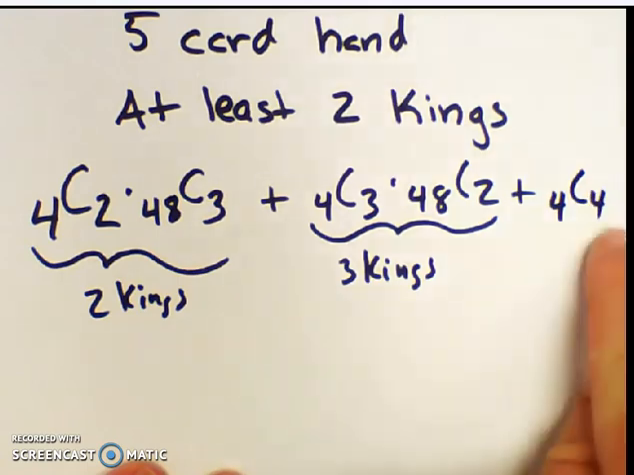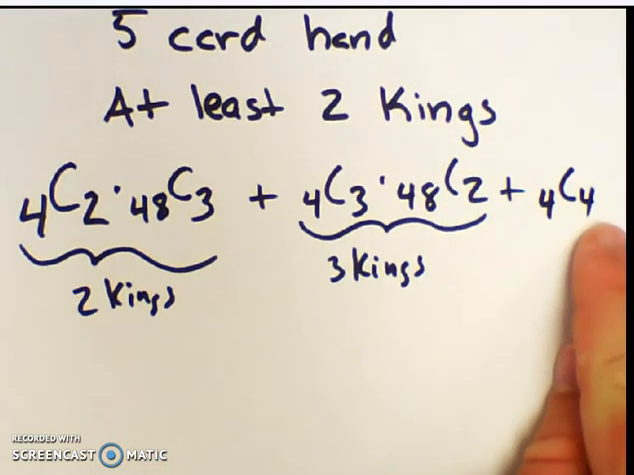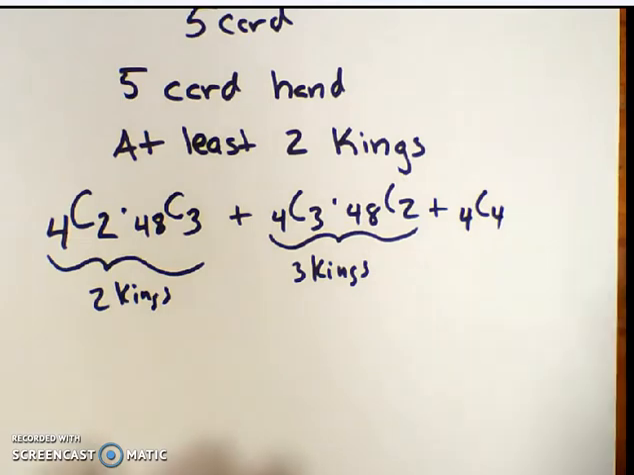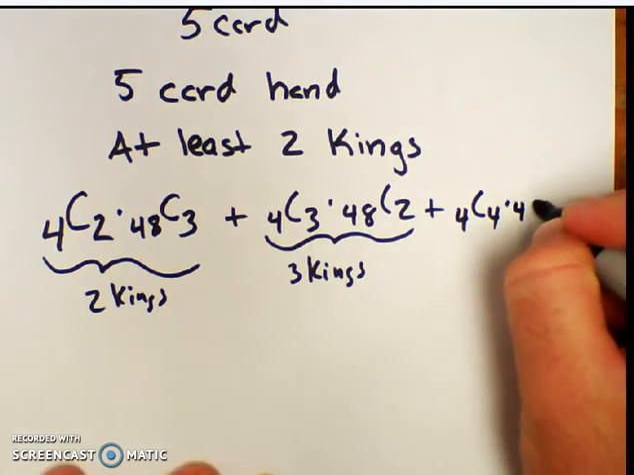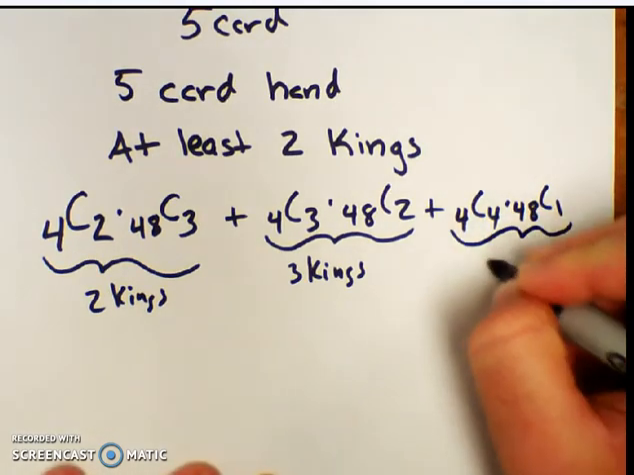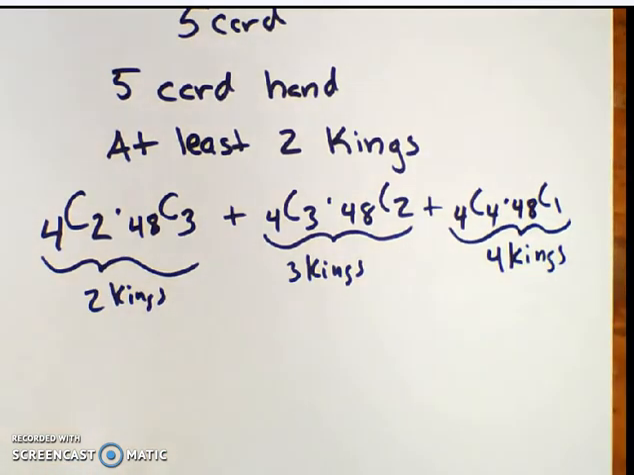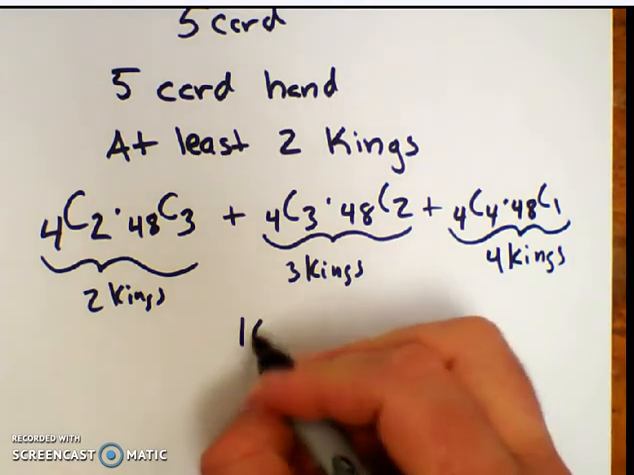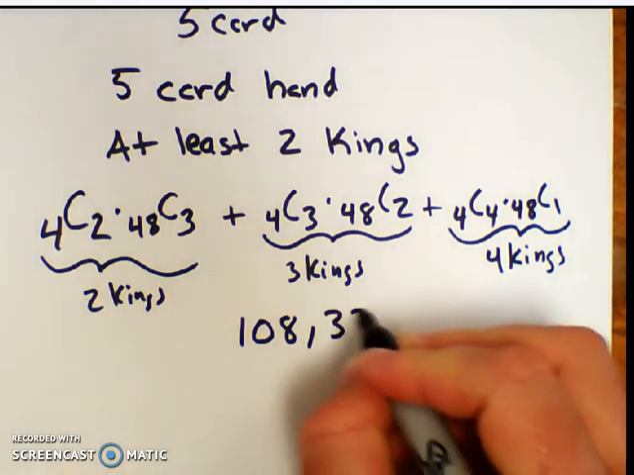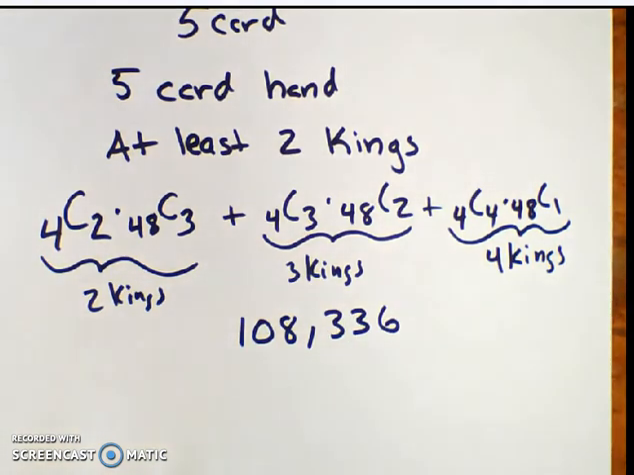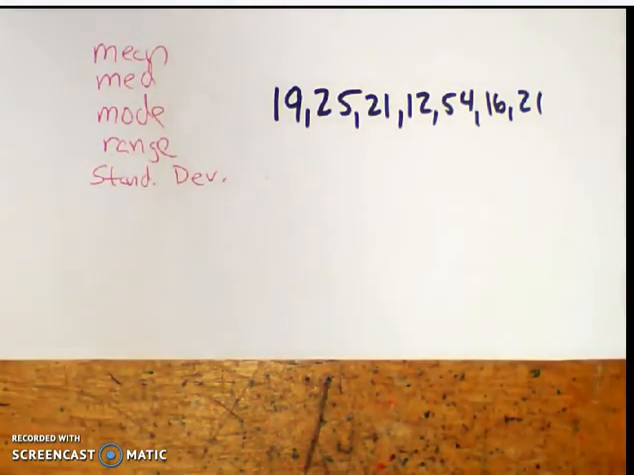You can't go higher than that. You can't choose 5 kings from a group of 4. It doesn't work. So 4 choose 4 times the other 1 card can come from the stack of 48. Okay? When you put that into your calculator, I think you can do that once you get it set up, it is 108,336.